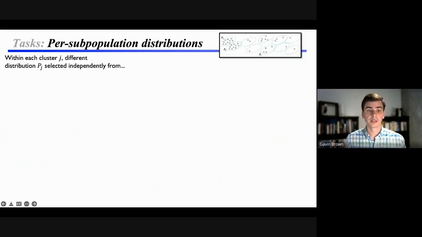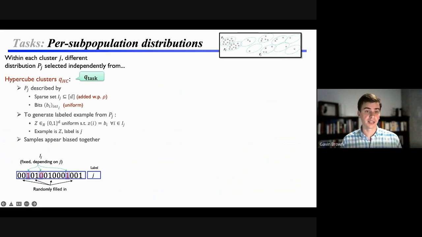Now let's look at what these per-subpopulation distributions actually look like for our two central tasks. The first one is the hypercube clusters task, which is what I described before. Each subpopulation distribution is described by a sparse set of fixed features, each of which is chosen to be fixed with some small probability rho. The bits are picked to be either 0 or 1 uniformly at random. To generate a labeled example from this distribution, we fill in all the other bits uniformly at random, and the label is the cluster name, J. This results in samples appearing biased together.